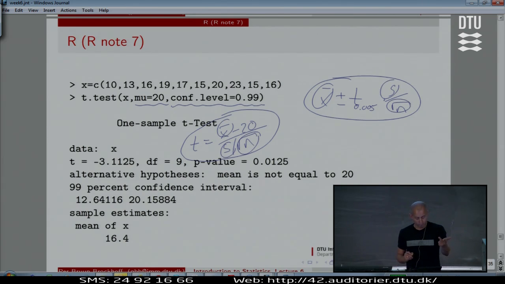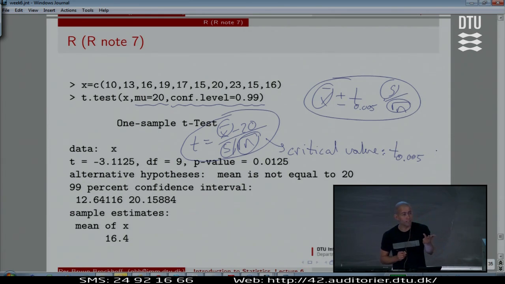Then, in fact, if you did a hypothesis test, there would be a critical value for a two-sided hypothesis test. In fact, the critical value, as I've taught you, is this t percentile coming from the t distribution, which is the same as the one used for the confidence interval.